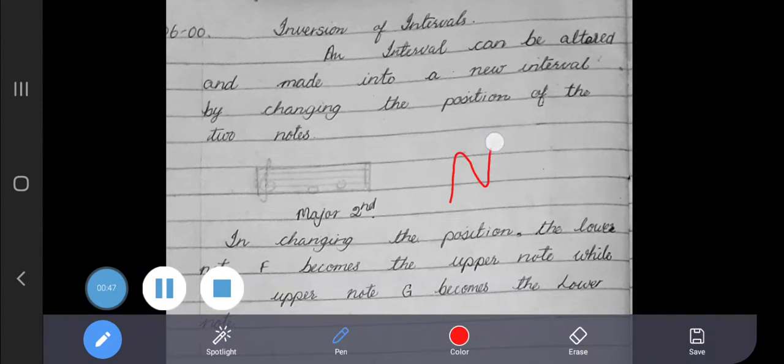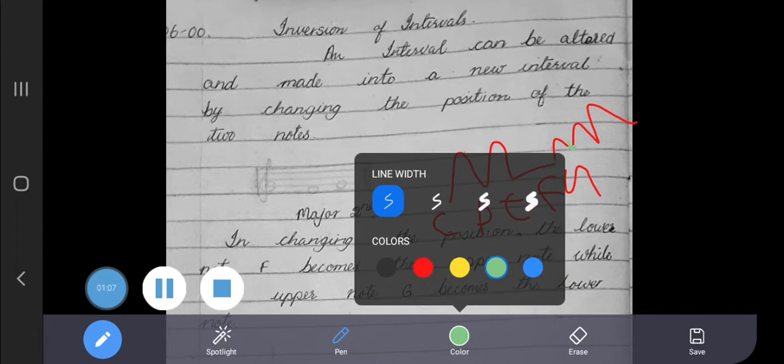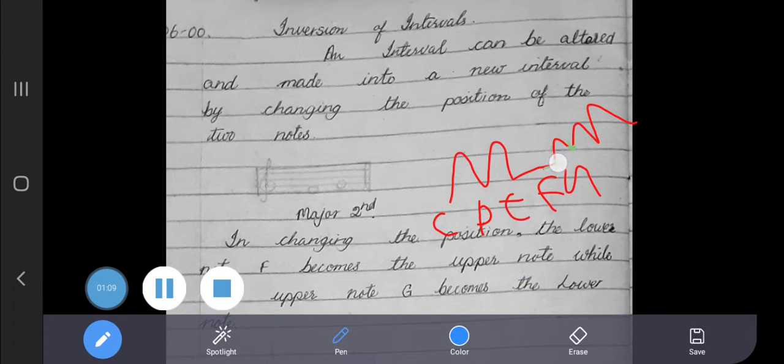How do you find that? C D E F G. F to G is a second. To be a major second, there should be two semitones. F to G here: 1, 2. There are two semitones, so this is a major second.